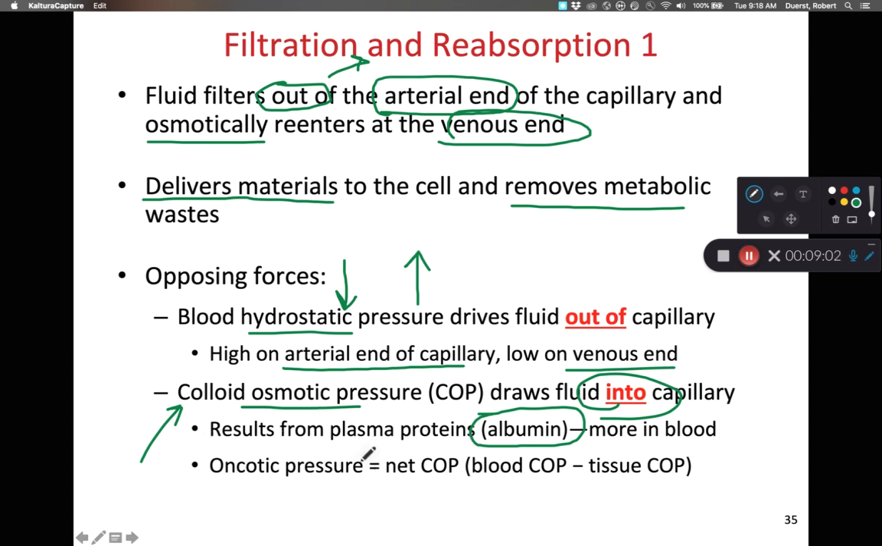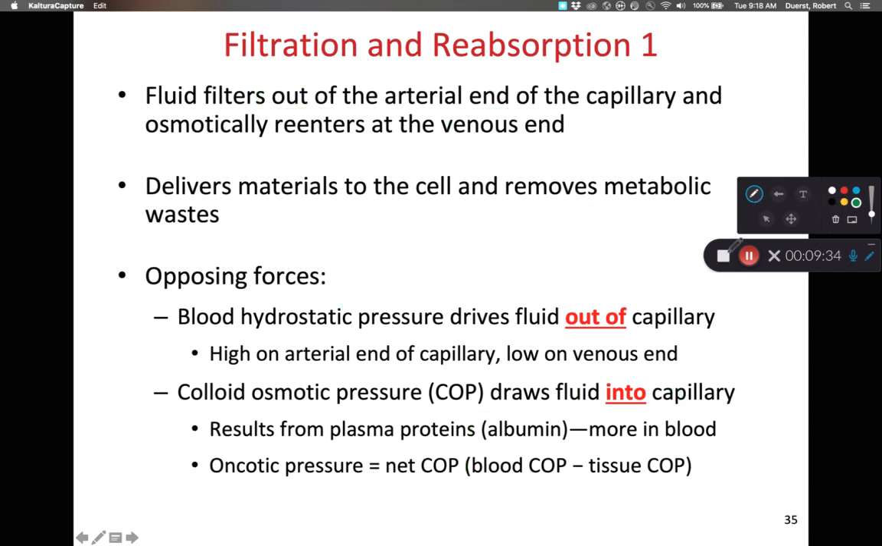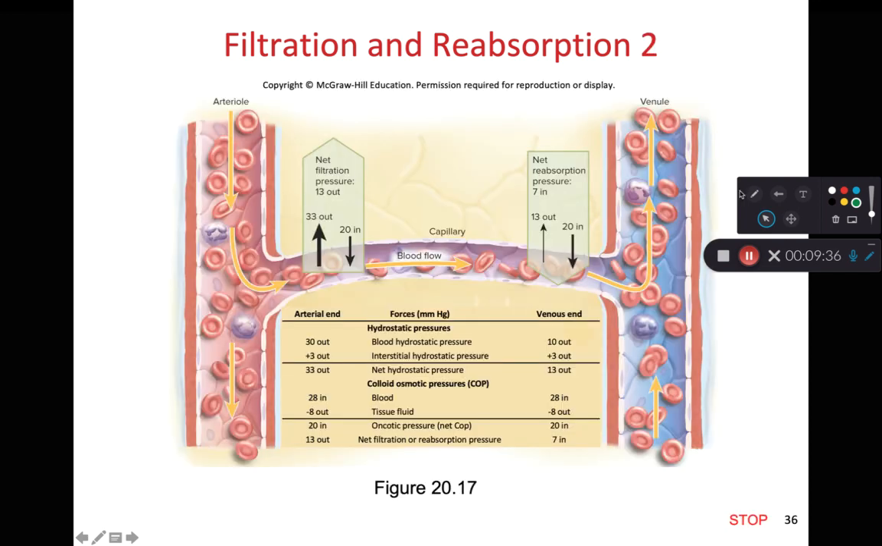This can be summarized with oncotic pressure as well. As we look at oncotic pressure, it's the overall colloid osmotic pressure. So we take the osmotic pressure of the bloodstream minus the osmotic pressure of the tissues, because we also have osmotic tissue pressure with our extracellular fluid. And this oncotic osmotic pressure on the venous side of the capillary beds needs to draw fluid back into the veins to help prevent fluid from building up within our tissues, to prevent edema from occurring.